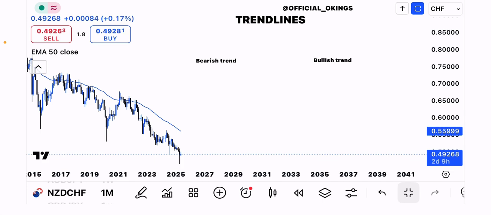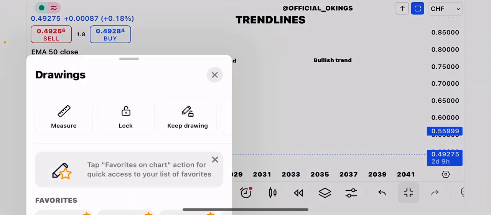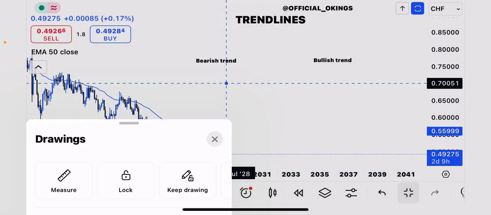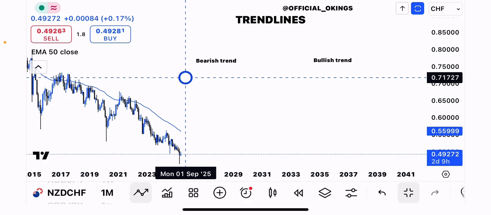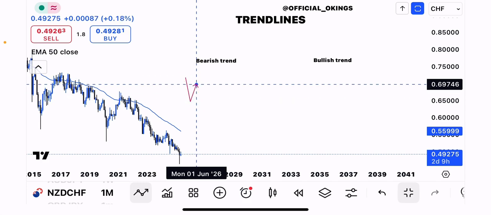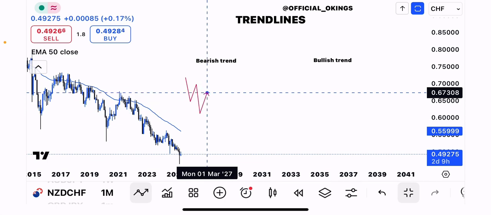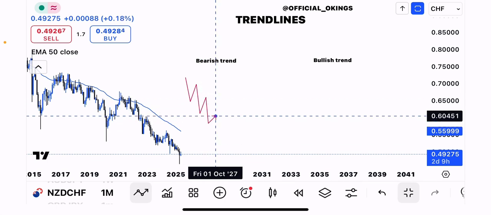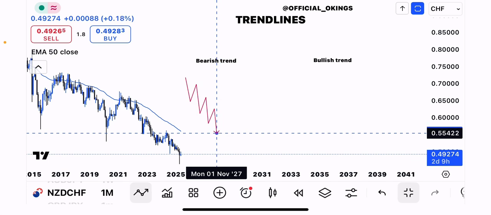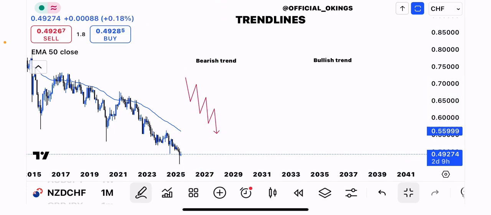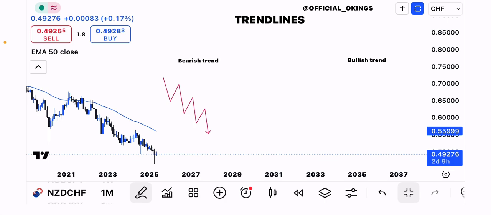Okay, so let's start with a bearish trend. Let's say for instance we have a bearish trend. This is a high, a low, a lower high, a lower low, a lower high, a lower low, a lower high, and a lower low. So we already know that a bearish trend consists of a series of lower highs and lower lows. On a bearish trend, a trend line acts as a resistance, while on a bullish trend, a trend line acts as a support.